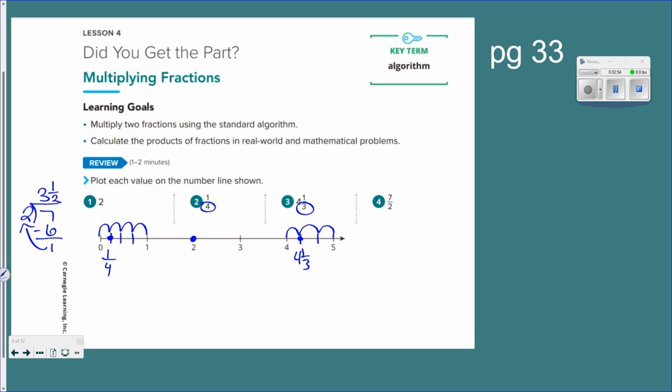So where would 3 and 1/2 go on my number line? Good job. He says I divide the space between 3 and 4 into halves, which is 2 pieces, and that goes on the first one. Any questions about plotting points on a number line? You have questions? All right, turn the page.